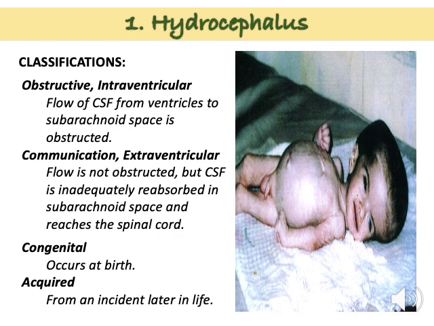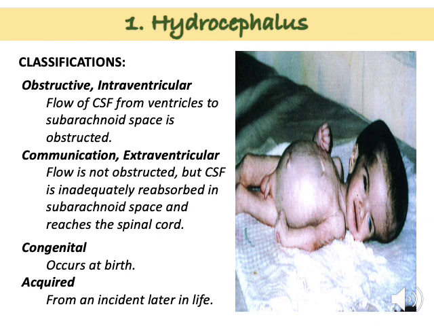Second is extraventricular or communicating. Flow is not obstructed during the travel, but CSF is inadequately absorbed in the subarachnoid space and reaches the spinal cord. An example of this case is when the child has meningitis. The subarachnoid space is within the meninges.